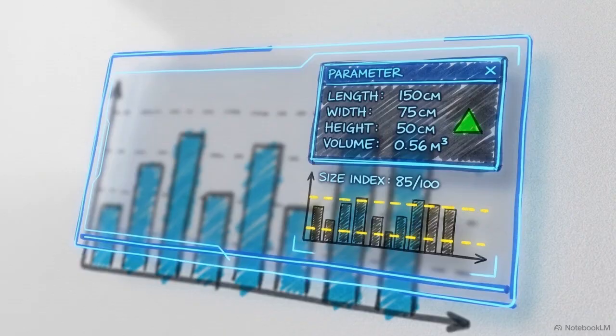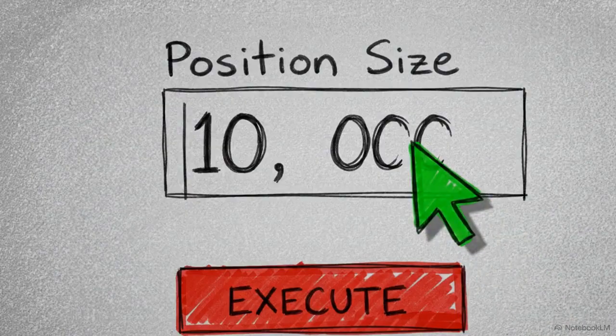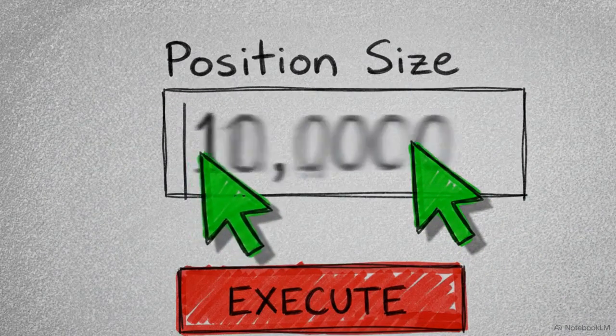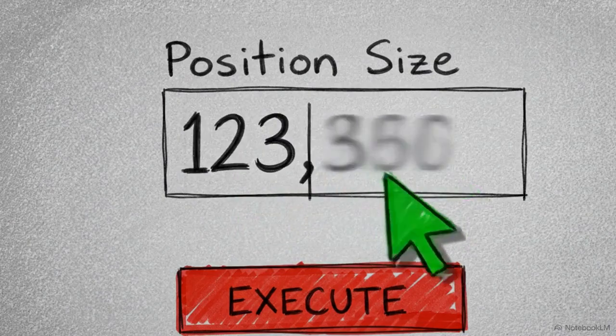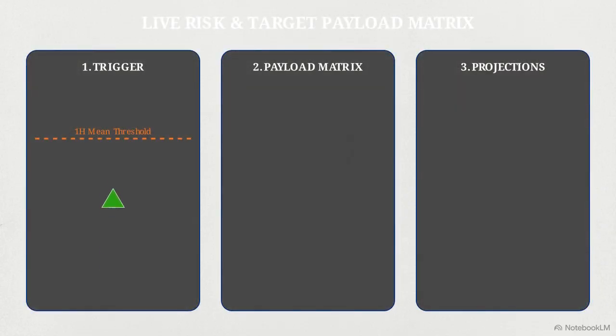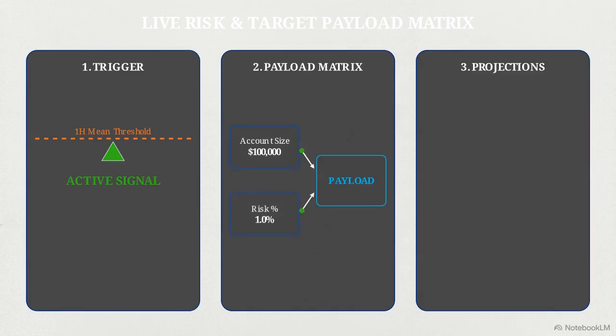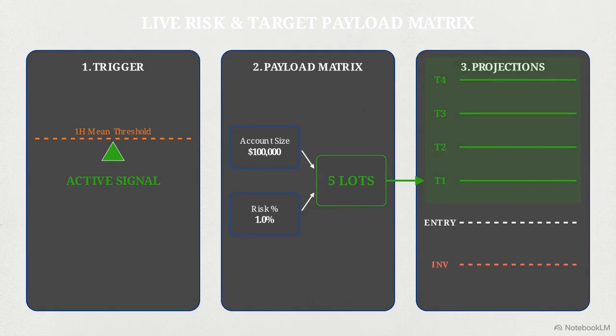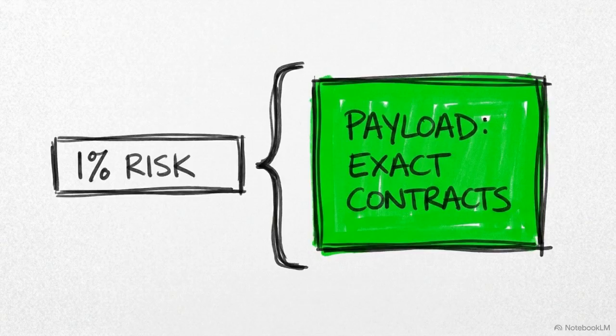The final layer of execution lies in the live risk and target payload matrix. Manual calculation of position sizing often falls victim to human error. Discretionary sizing under pressure frequently leads to emotional overleveraging. This stylized HUD interface demonstrates the automated data cascade that occurs the millisecond an active signal triggers. The system reads your exact account size and risk percentage, instantly outputting precise contract sizing and projecting horizontal target lines outward onto the price chart. The system strictly pegs the exact point risk to your account size, automatically delivering your critical payload contract size.